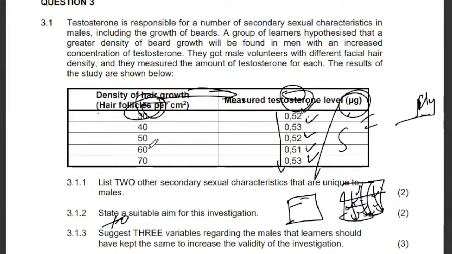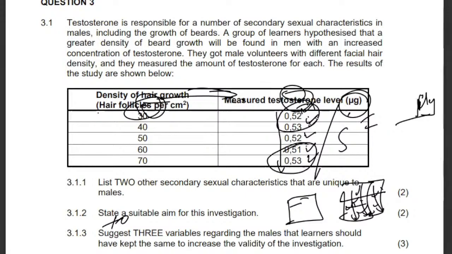because we see that there is some bit of increase and decrease. If you compare 60 and 70, yes, there is an increase. If you compare this and this, yes, this is a decrease. But if you compare this and this, it shows that there is an increase. People with high concentration of testosterone will have high density of hair.